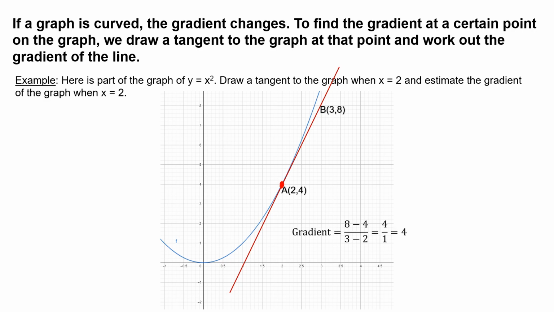The gradient, if you remember, is the change in the y direction divided by the change in the x direction. So I look at the difference in the two y coordinates. 8 take away 4, that's 4. The difference in the x coordinates, 3 take away 2 is 1. So the gradient is going to be 4 over 1, which is 4.